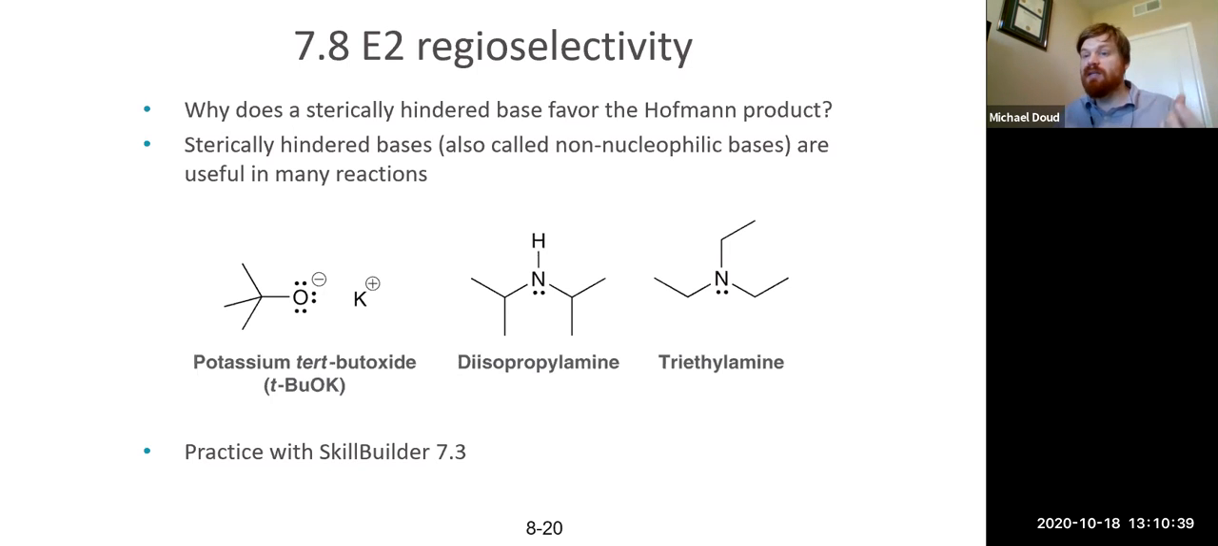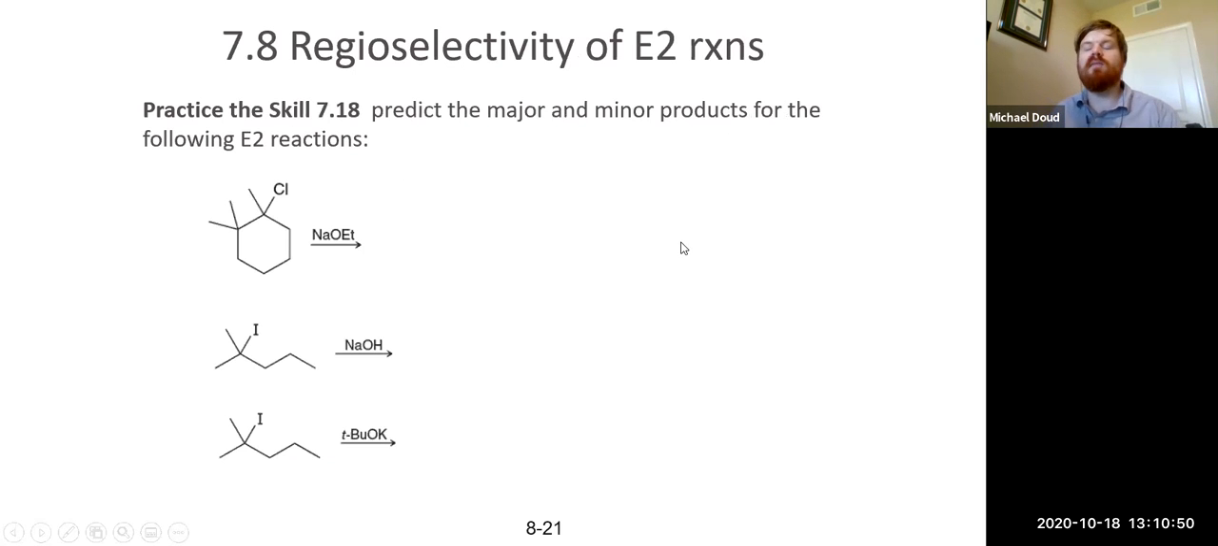As you can imagine, that's going to come in handy when we want to do E2 reactions or elimination reactions rather than nucleophilic substitution reactions. Okay, that was a lot of talking. Let's go ahead and predict the products here for a series of these. I'm going to work with you through the first one here, and then for the second and third, just like what we did last time, I'll ask you to pause the video, work it out, and then we'll go over what the answer is going to be. So here it's: predict the major and minor products for the following E2 reaction.